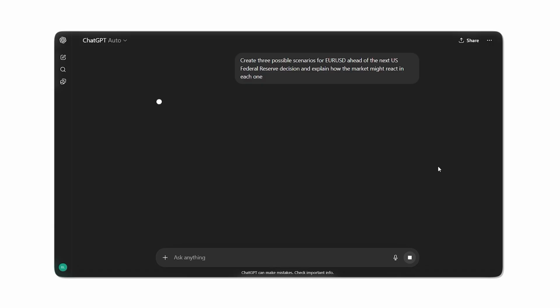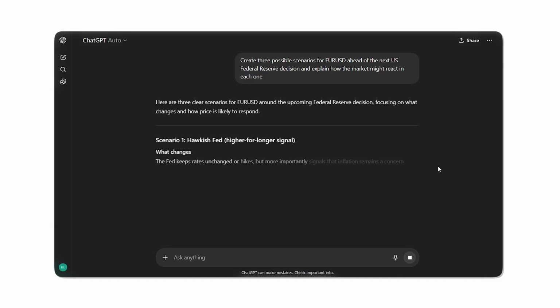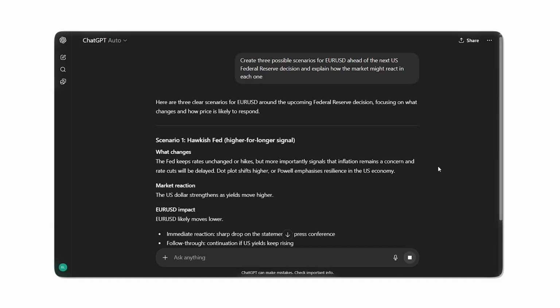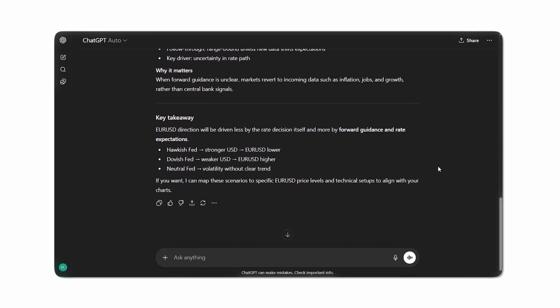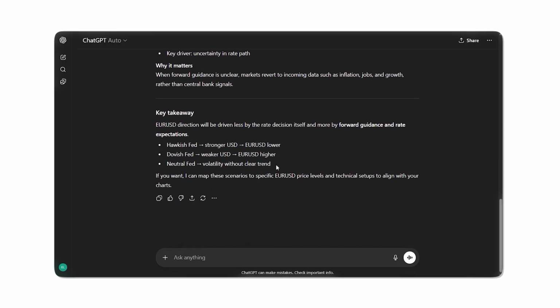For example, you could ask, create 3 possible scenarios for EUR/USD ahead of the next US Federal Reserve decision and explain how the market might react in each one. In response to this, you might set up a pending order that can be triggered once a particular scenario is confirmed. This way, instead of reacting emotionally when the news is released, you already have a framework for what to watch if the result comes in stronger, weaker, or roughly in line with expectations.